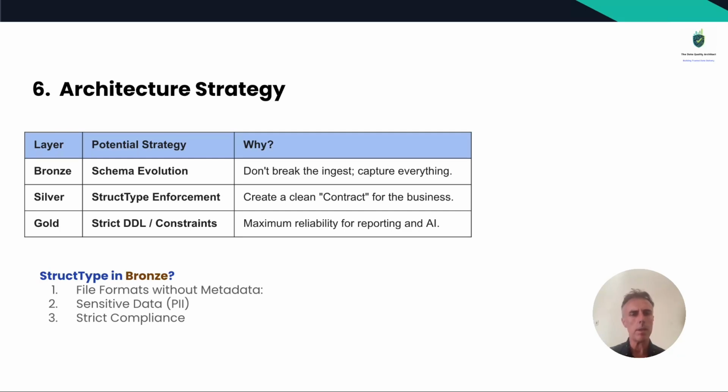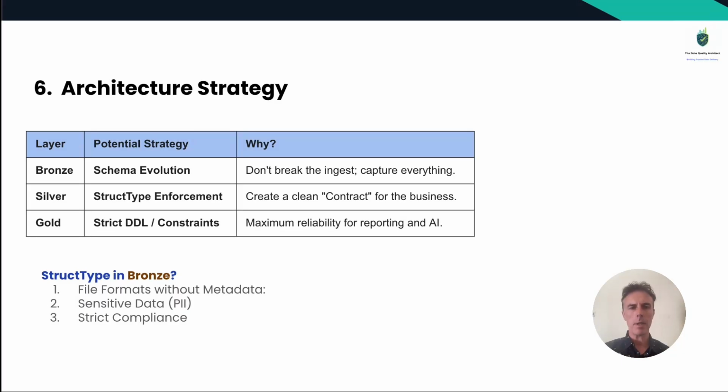Also, there's a situation where you might have strict compliance if you're in a highly regulated industry like banking or healthcare, where you're legally not allowed to store unexpected data fields. You would use a struct type in bronze in this circumstance to act as a hard filter.